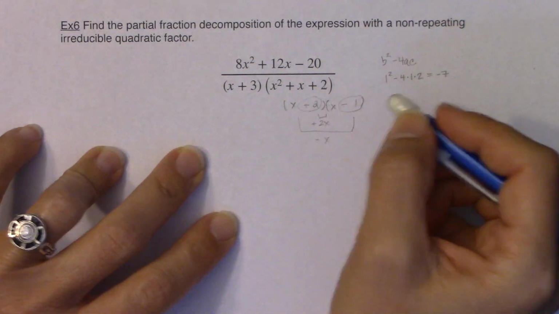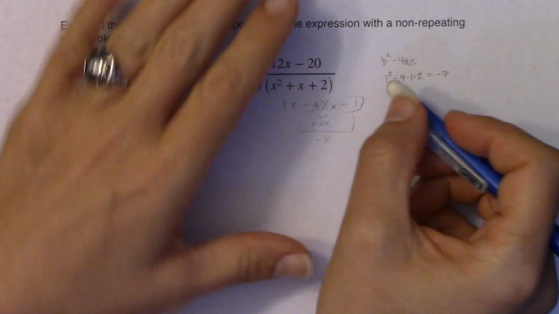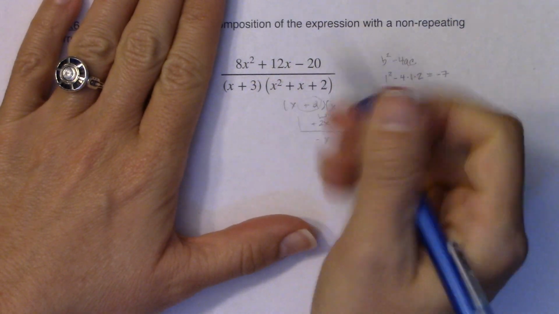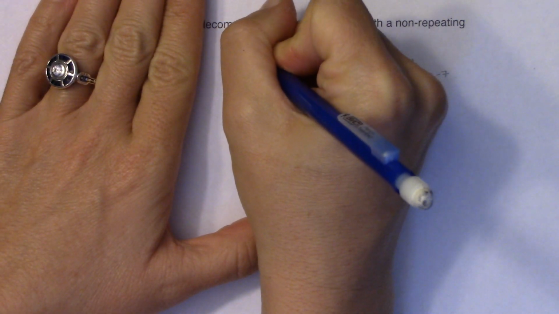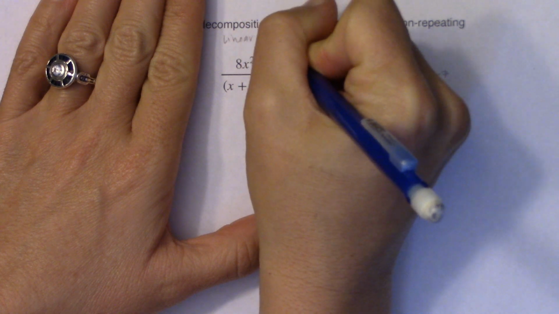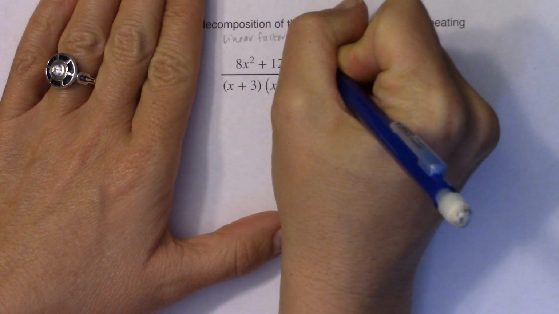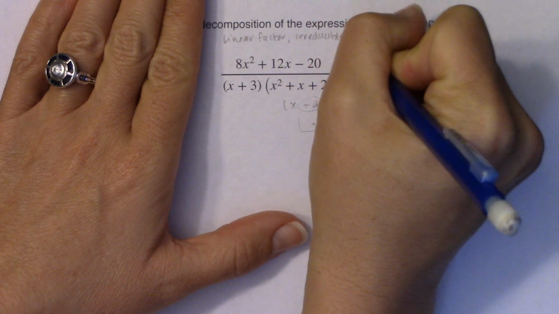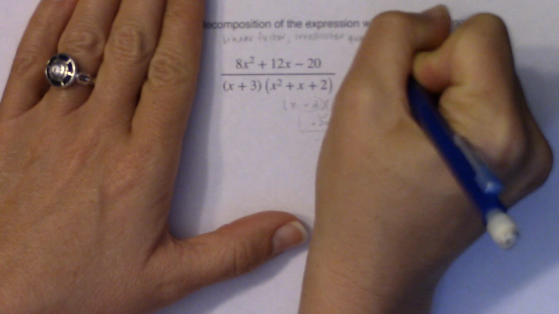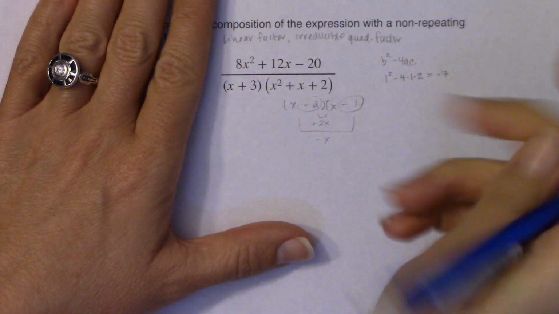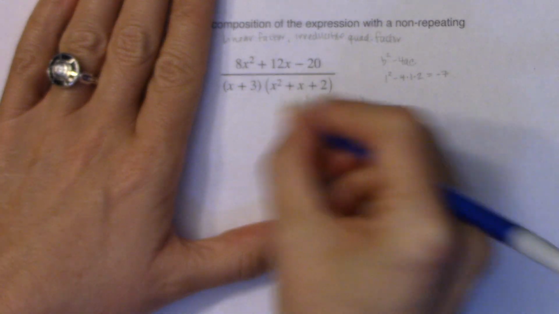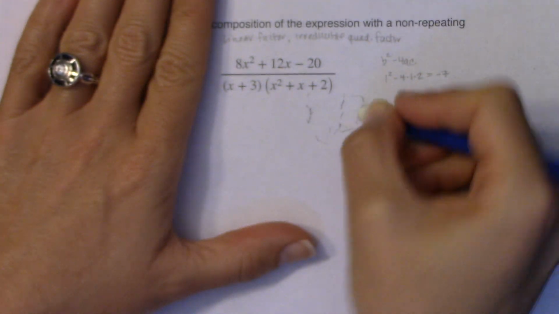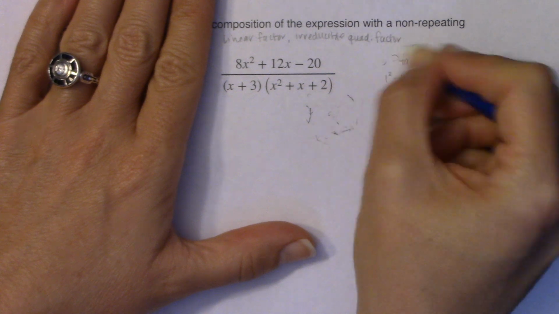So I'm going to erase all of this work, because this is going to take a good chunk of the page. Ultimately I'm learning that I have a linear factor, and then I have an irreducible quadratic factor. To be clear, you don't have to write this each time. I just want you to see the factoring that I'm going to move forward with. Once you start to see the pattern, you can just start building your fractions and go with it.